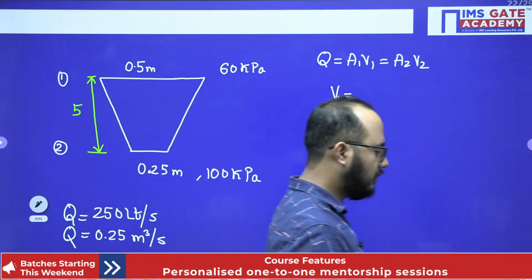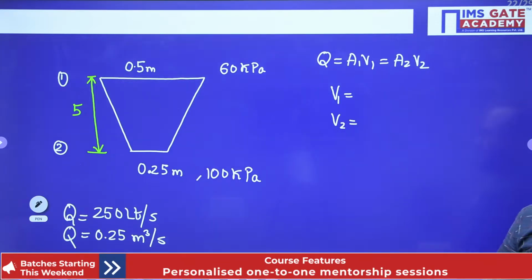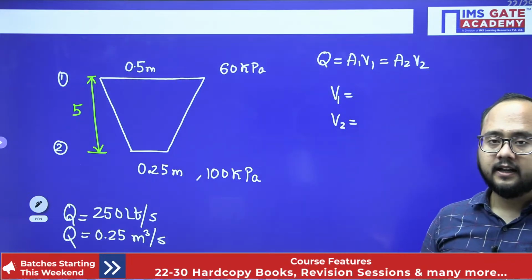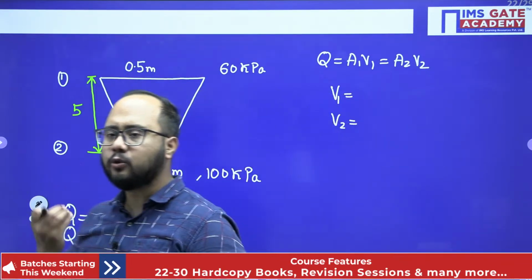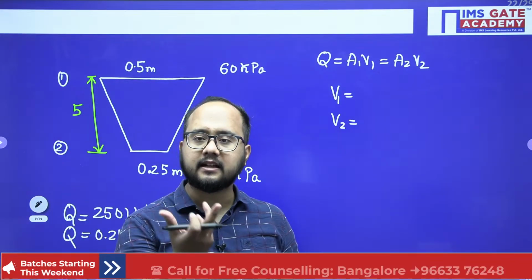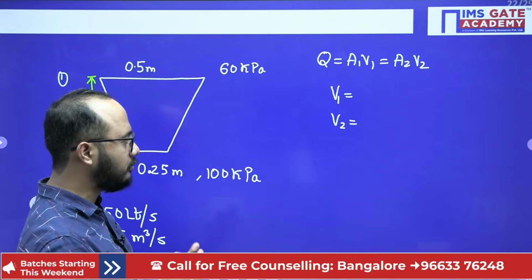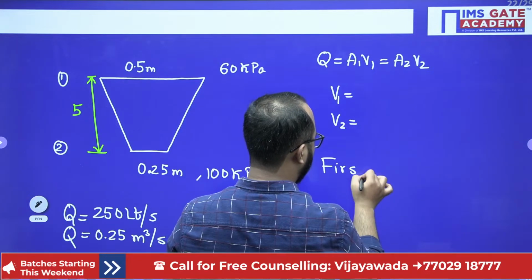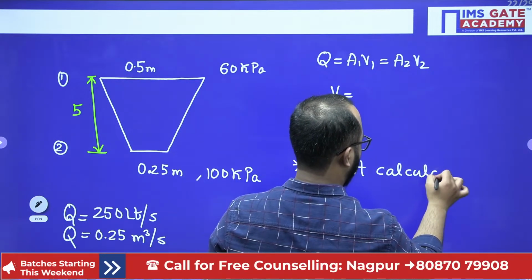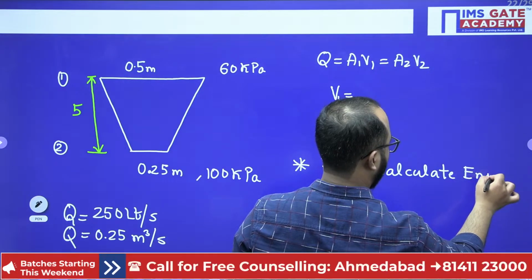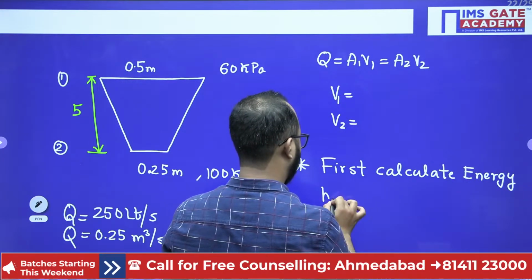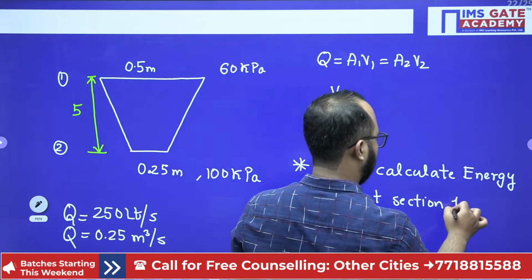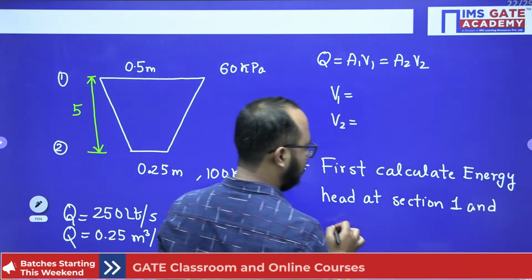Okay, so the direction of flow is also not given, whether the fluid is flowing from 1 to 2 or 2 to 1, and energy losses also they have given, right? Better what we can do here is calculate the energies at section 1 and section 2. That is the correct approach. So first I will write a step here. First calculate energy head at section 1 and 2.